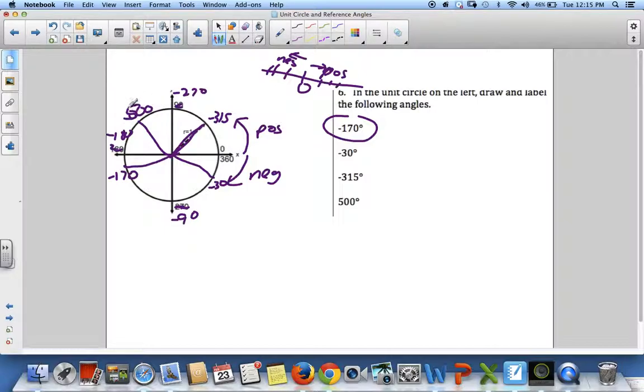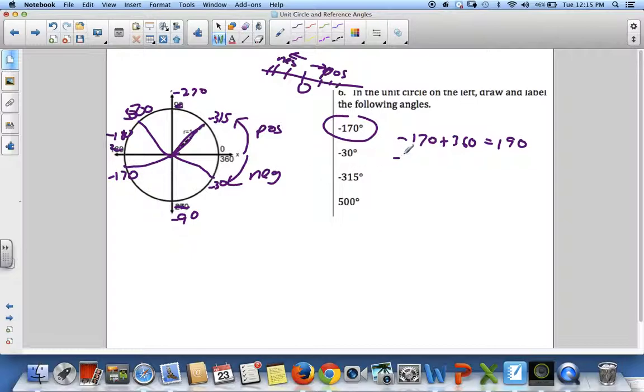Now, what some people like to do is figure out these numbers, like negatives and bigger numbers than 360. It's hard to figure out, so we kind of want to figure out what it is between 0 and 360. To do that, I can just say negative 170 plus 360, which equals 190. And I know where 190 is. It's right over here. It's 180, 190 right there. Same spot as negative 170.